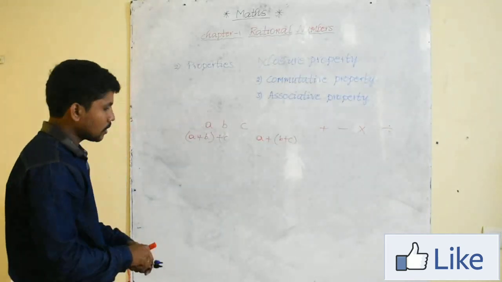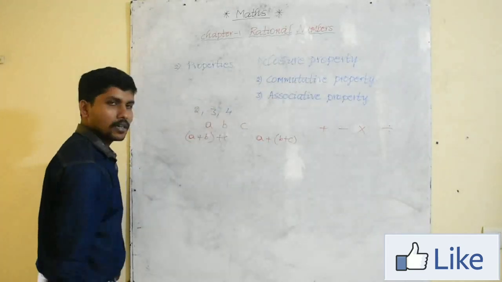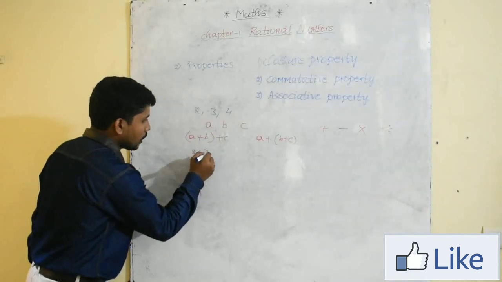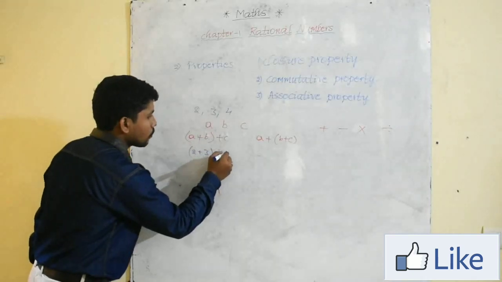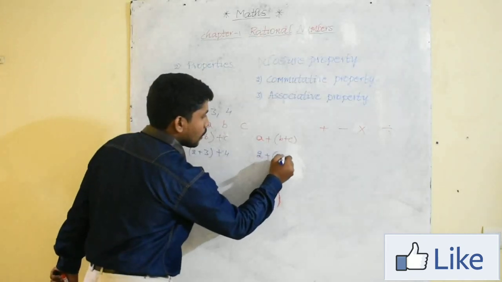So let us check these conditions for the example numbers 2, 3 and 4. So if you take 2 plus 3 plus 4, or 2 plus 3 plus 4, grouped in the two different ways.